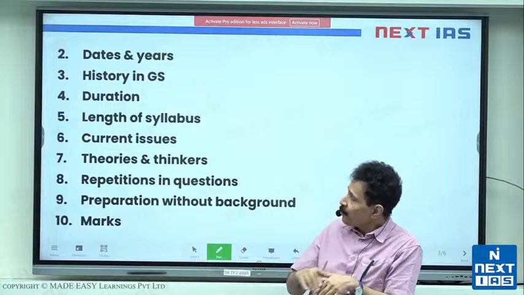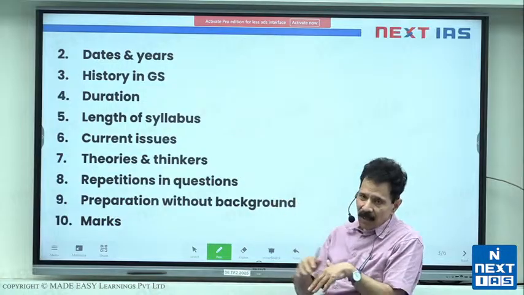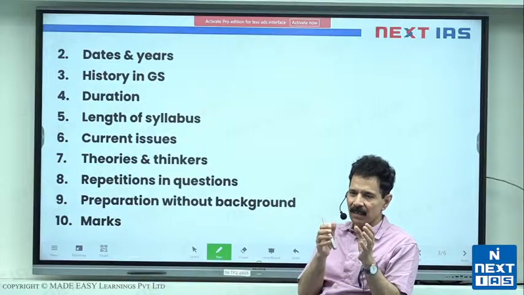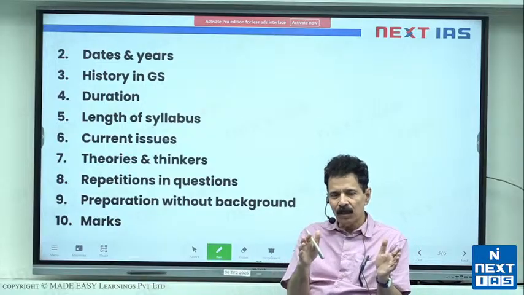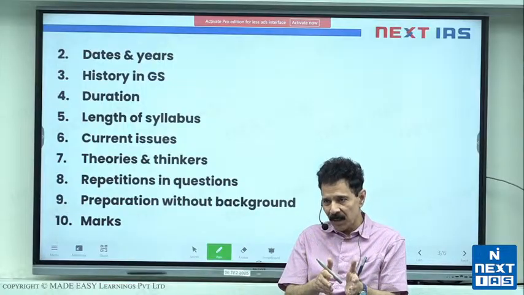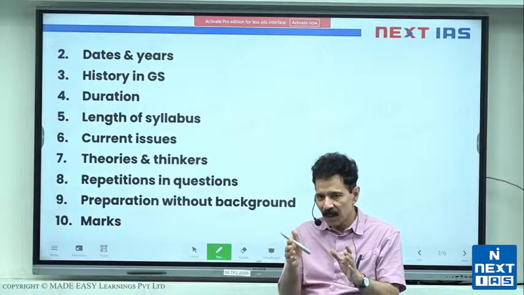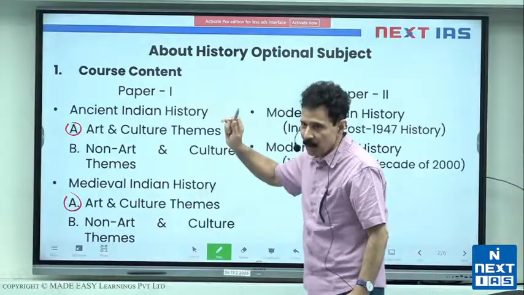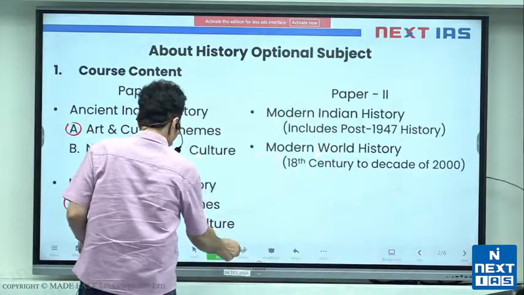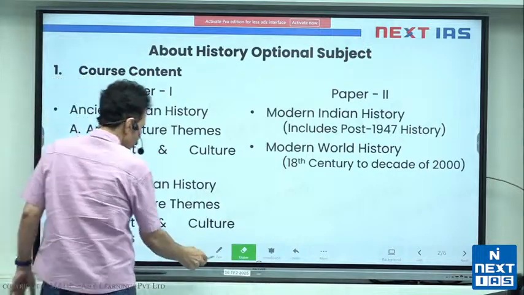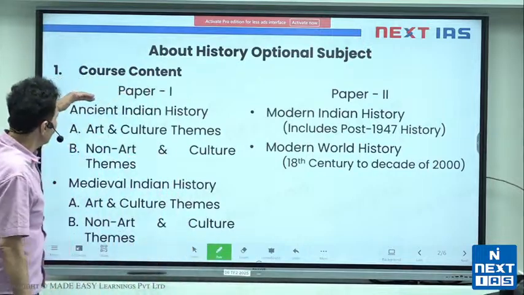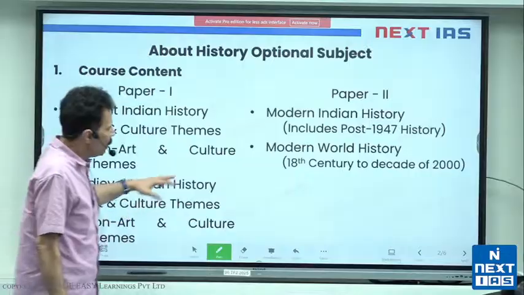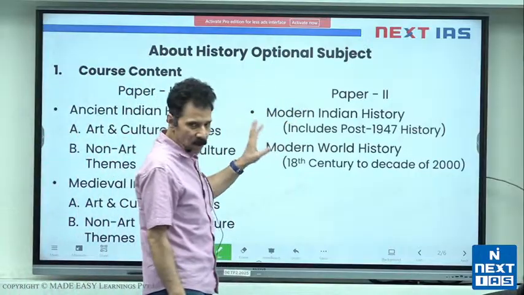Okay? Now, the third is history in GS. What about history in GS? So very simple answer there. All history that you are supposed to do in history optional subject is there in GS. I have just now shown you the course content of history optional subject, right? This is the course content of history optional subject. Paper 1, ancient Indian history, under that 2 themes. Medieval Indian history, under that 2 themes. And paper 2, modern Indian history and modern world history.